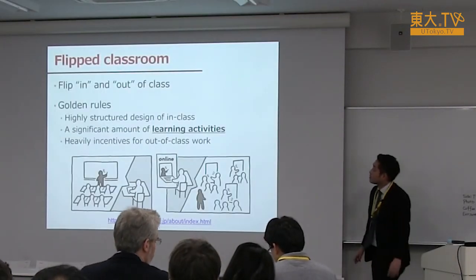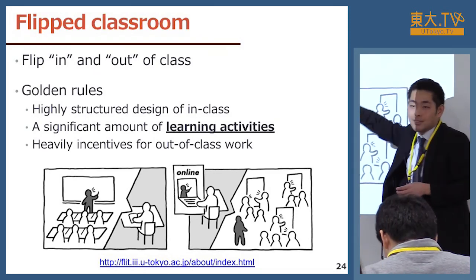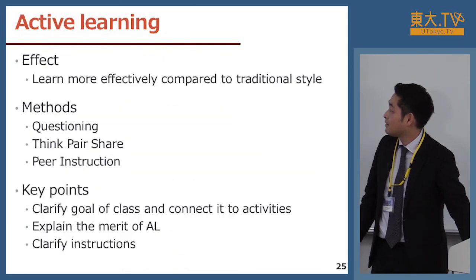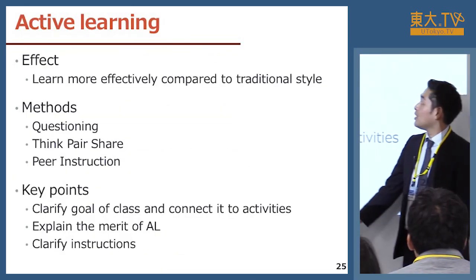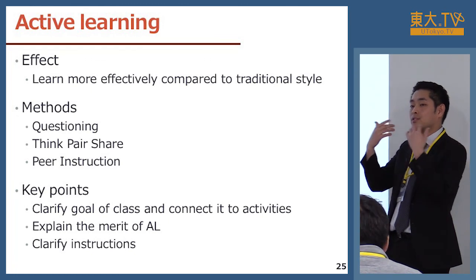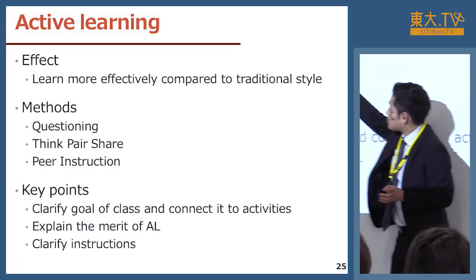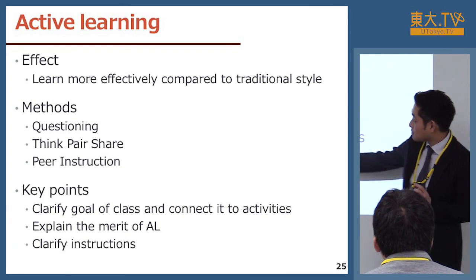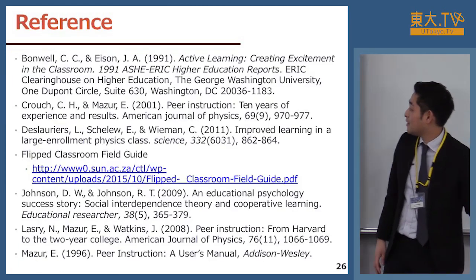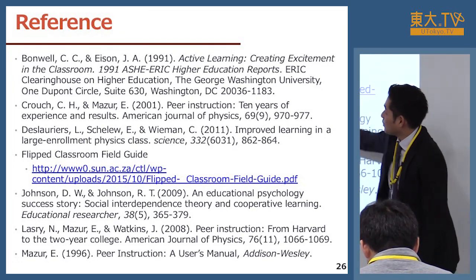So in summary, a flipped classroom is to flip what happens inside and outside of class, and there are golden rules. If you are interested, please read the flipped classroom field guide. I also introduced a little bit of active learning, and the effect is we can make students learn more effectively compared to the traditional style. There are many methods, so you can search on websites. And there are key points for active learning. If you are interested, I put the references on the last slide, so please read those references.